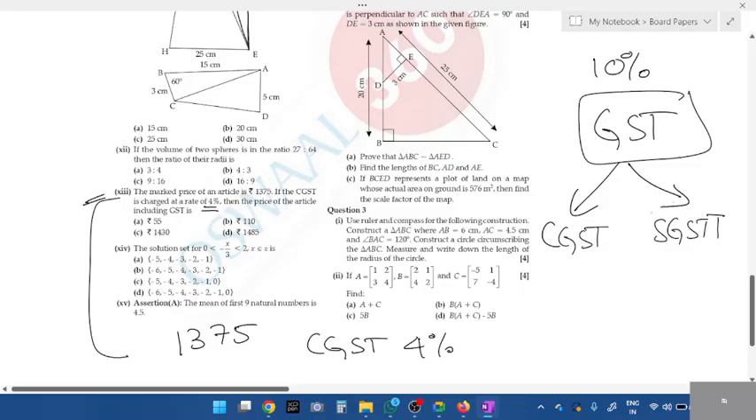Last 5 minutes, all of you unmute. There are two questions. Each will be 5% and 5%.